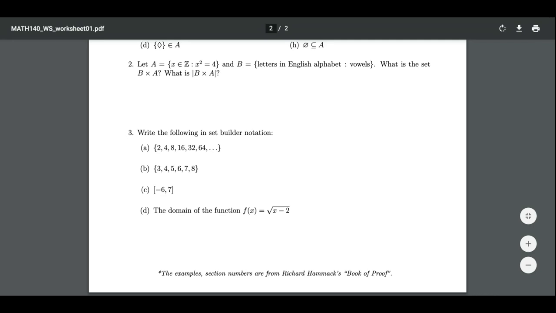How do we know how many elements are in B? Okay, good question. How many vowels in the English alphabet? Well, we have 26 letters. How many vowels? 5, right? Remember A, E, I, O, U? 5 vowels in the alphabet.